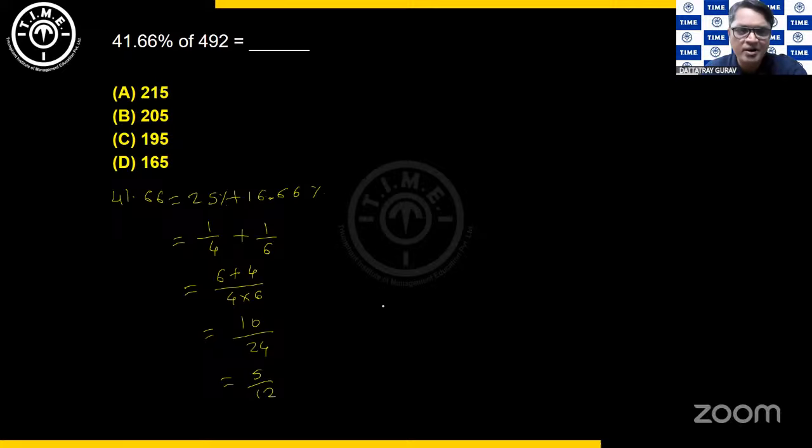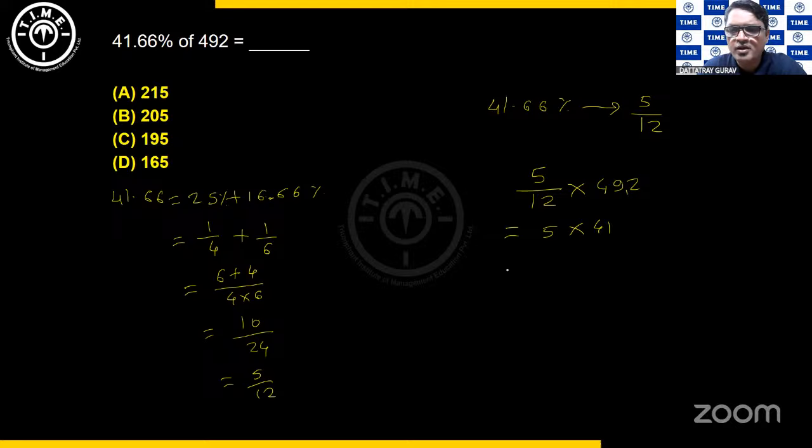So my suggestion: better remember this in advance. I gave a breakup, but you should not solve it like this. So here, what does 41.66 mean? It is nothing but 5 by 12. So my question becomes 5 by 12 into 492. So just divide by 12. 49 divided by 12 will be 4. 1 carry forward will become 12. So multiply it. It will be 205. So option B is the answer.